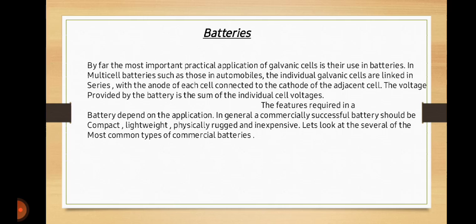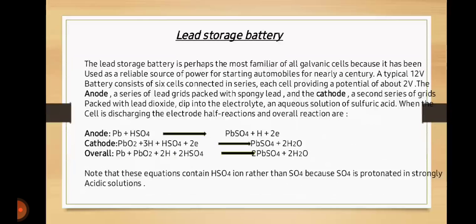The features required in a battery depend on the application. In general, a commercially successful battery should be compact, lightweight, physically rugged, and inexpensive. Let's look at several of the most common types of commercial batteries. First, we have the lead storage battery.